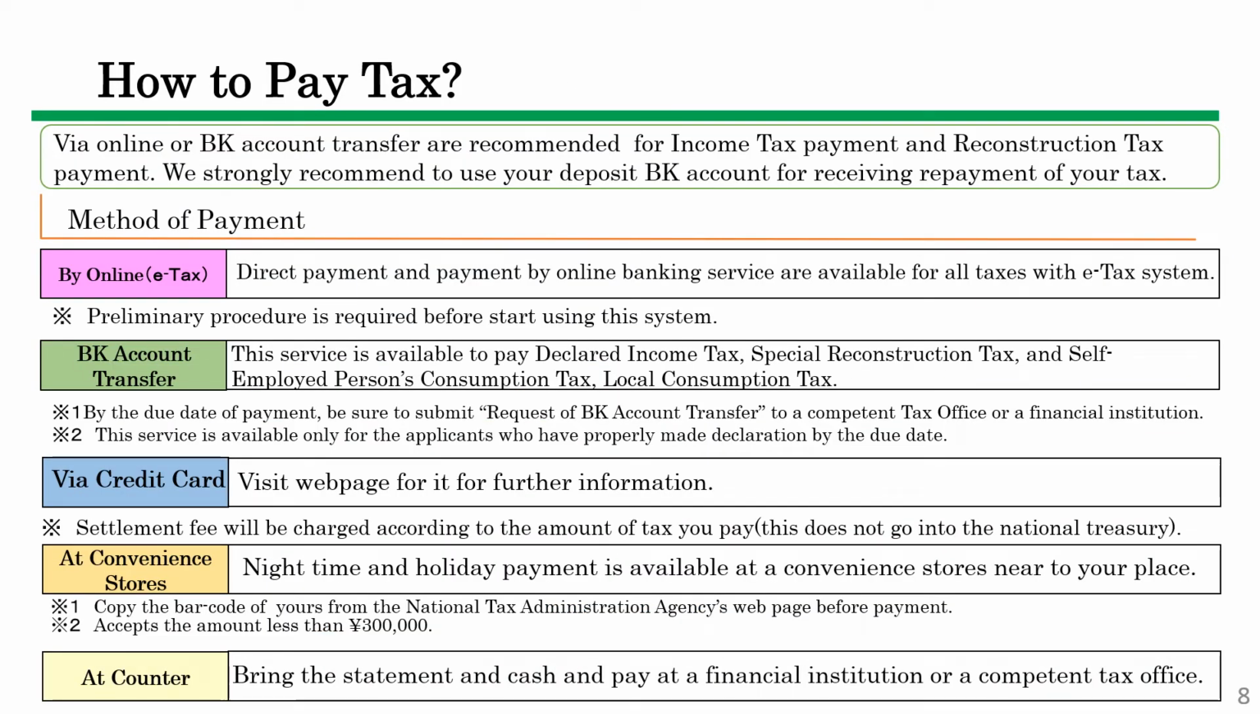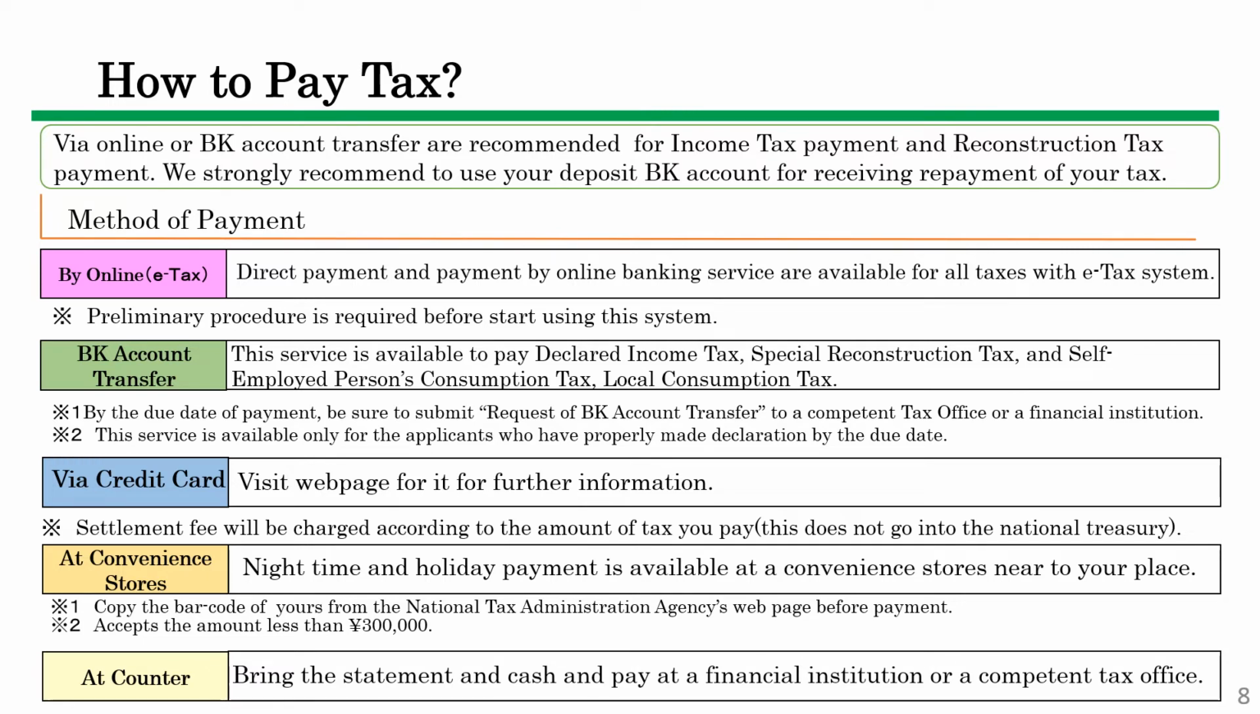Here, we are going to show you how to pay your income tax. There are 5 ways to pay the tax. We are going to show you one by one in order of appearance. 1. Online payment. By using an online tax payment system called ETax or an internet banking system, you can pay tax. Prior procedure is required before start using ETax system.